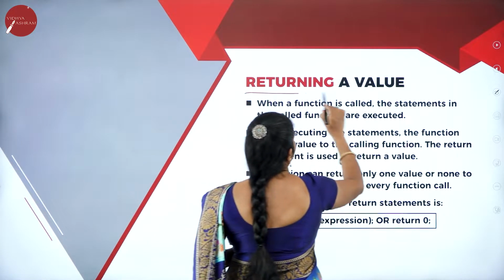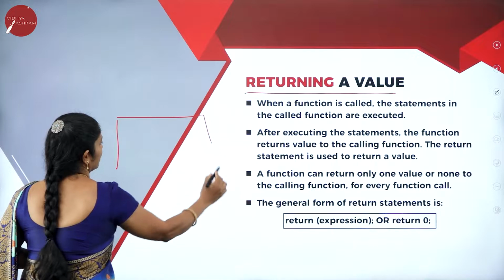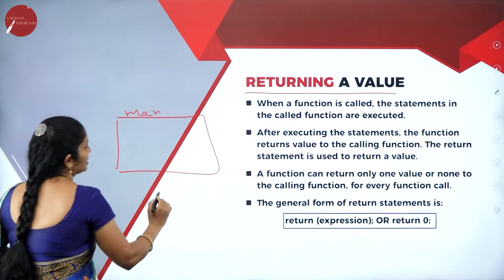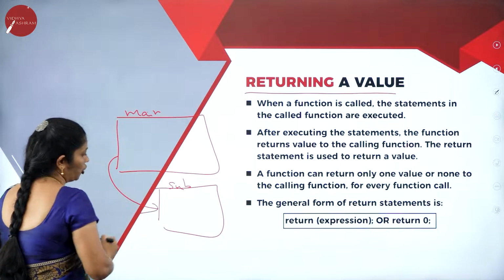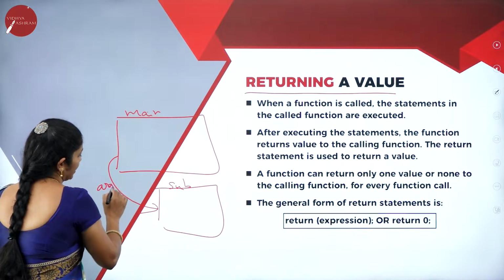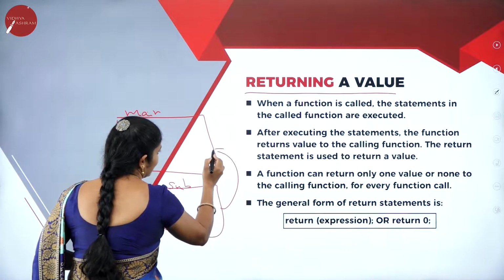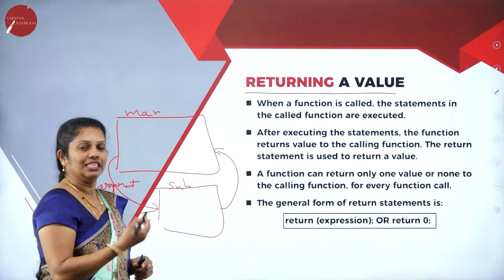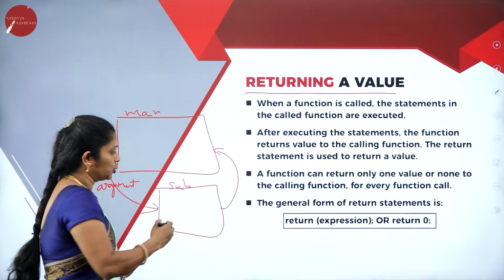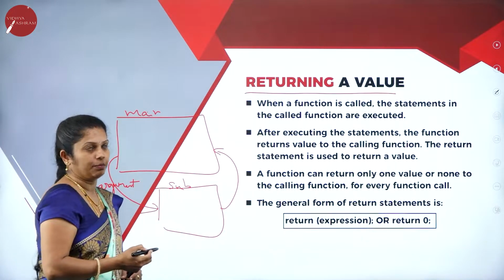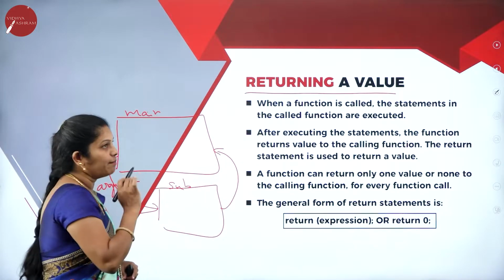Next, we will move on to returning a value. What do you mean by returning a value? When we come to functions, consider we have one main program and one subprogram. First, from the main program, arguments are passed. In the subprogram, after calculation, it will generate the result to the main program, which may be integer format, character format, or float format, sometimes void also. If it is void, then no values are returned from the subprogram to the main program. Which type of value we are returning, the function type will tell you.